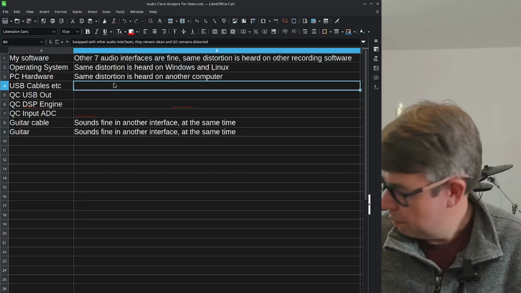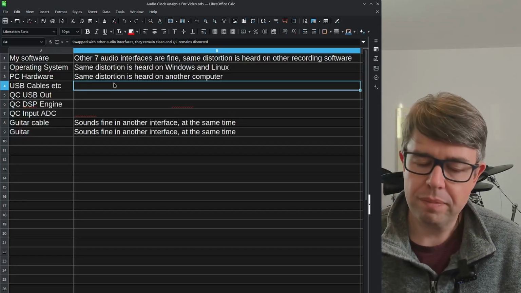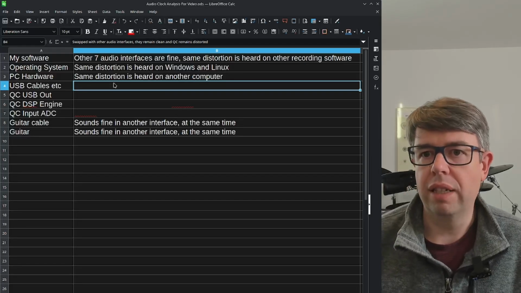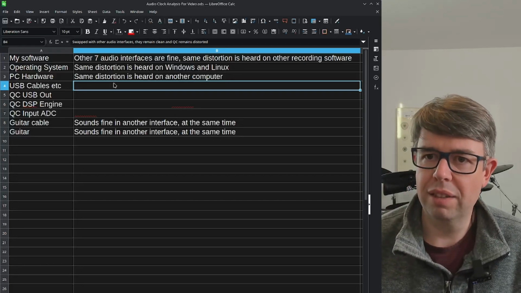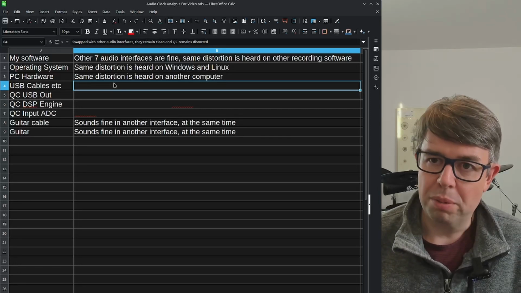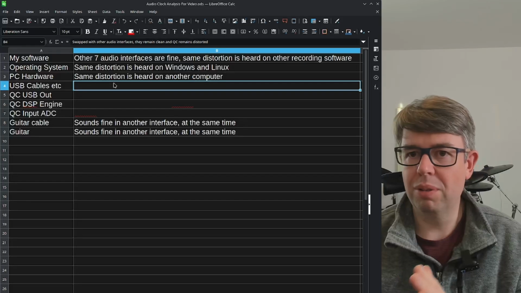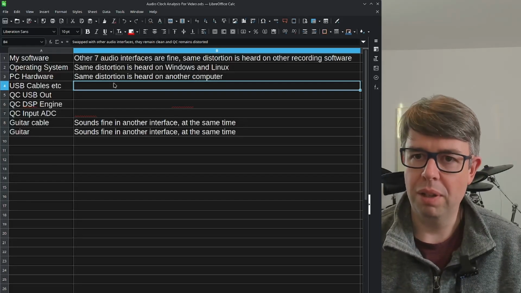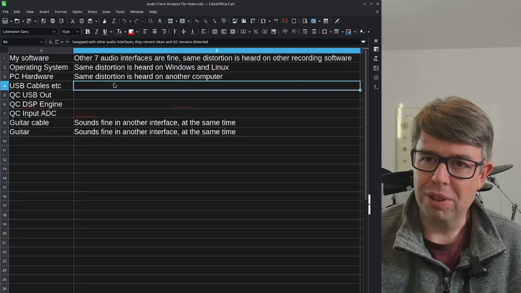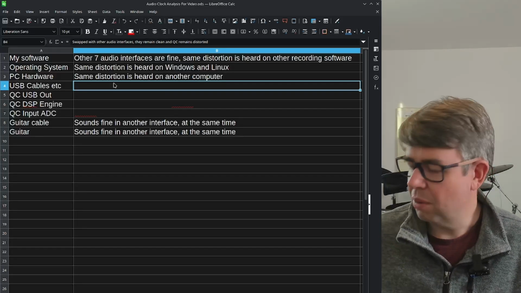So I swapped initially the Quad Cortex with the GM800, ran the same measurements. Again, I get bad clocks and distorted audio from the Quad Cortex and good clocks and clean audio from the GM800. Swapped them back, and then I did the same swap but between the Quad Cortex and the Pod HD Pro. And again, I get good clocks from the Pod HD Pro and I get bad clocks from the Quad Cortex.